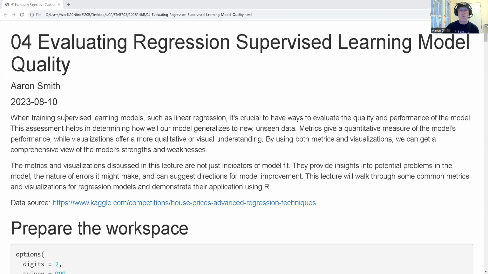All right, so I'm going to do a simple linear regression, not simple, so a multiple linear regression model with the house prices advanced regression techniques data set from Kaggle. And we're going to go through and just talk about different ways to check to see, do I have a good model? Now, all of these different metrics that we're going to look at have strengths and weaknesses.